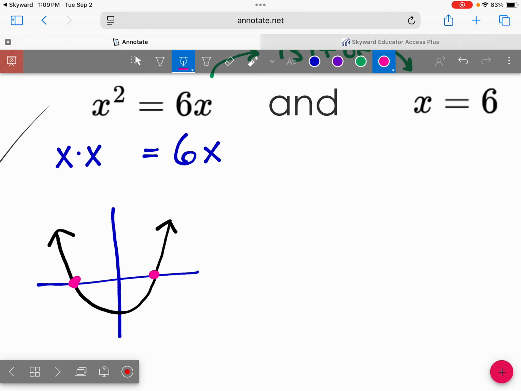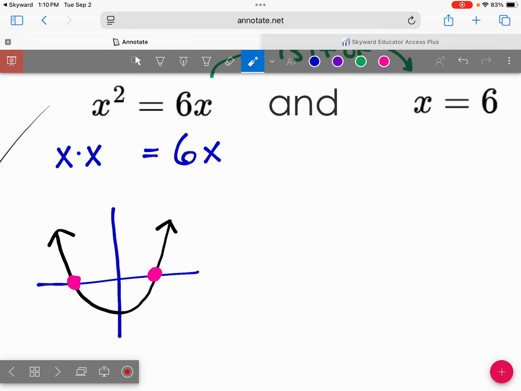Our solutions, our roots, our zeros, our x-intercepts, all those words mean the same thing. How many solutions does this have? This just has 1. How many is this one going to have? Probably 2. This is a solution to what's over there, but it's not all of them, because when we have an x squared, we have to take this and factor it. We can't just divide by x's.